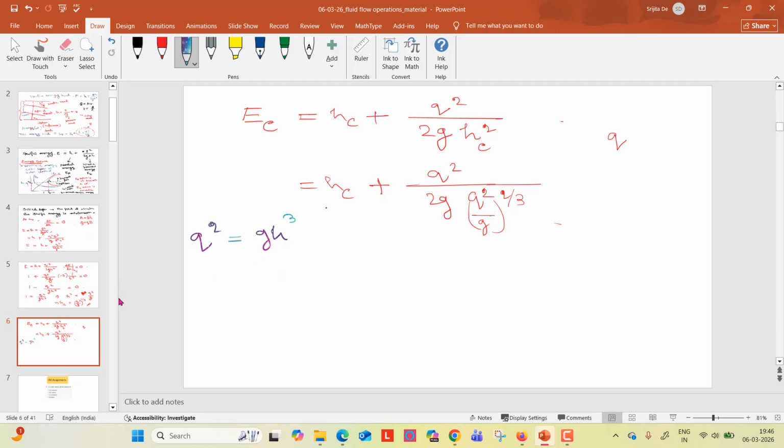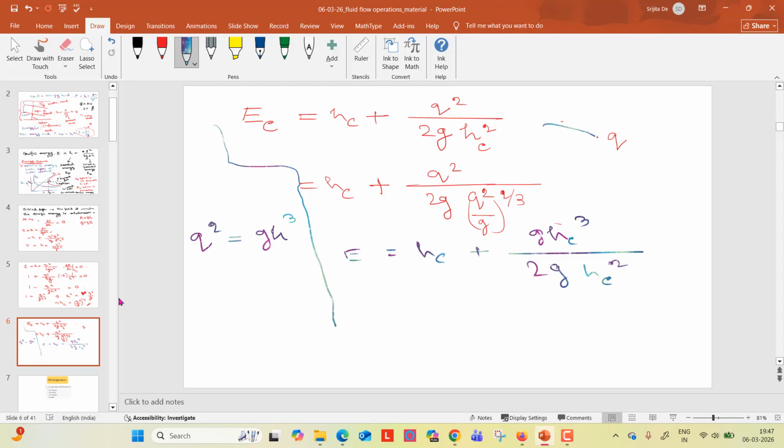So in this application, if we want to apply, E will be hc plus the q square term will be hc cube by 2g hc square, right? Forget about this line for now. You can solve it from here also, but this is a more simplified version. So directly from here you can come here, using the previous expression.